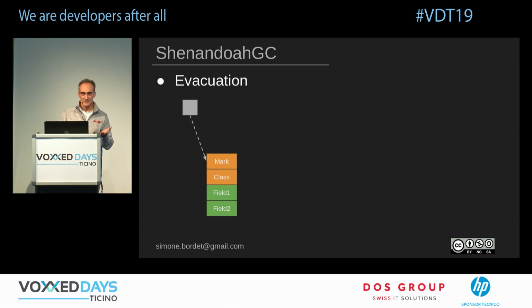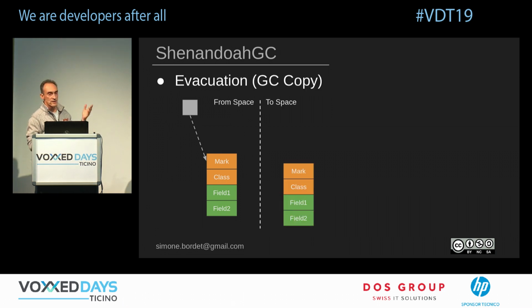Let's do the example that we did for ZGC and see how Shenandoah solves this problem in the same way. So here's an object graph. Shenandoah runs and makes a copy of the object. This is from space, goes into to space.